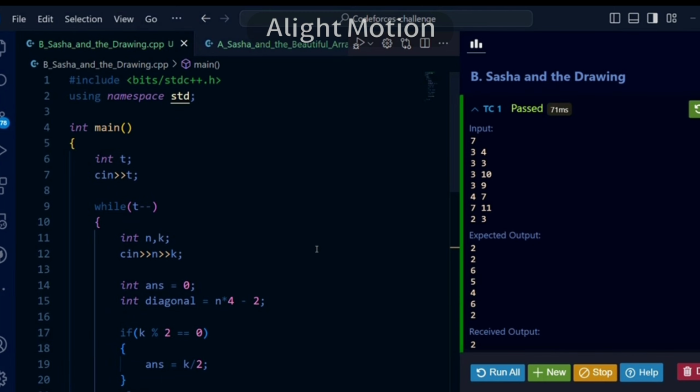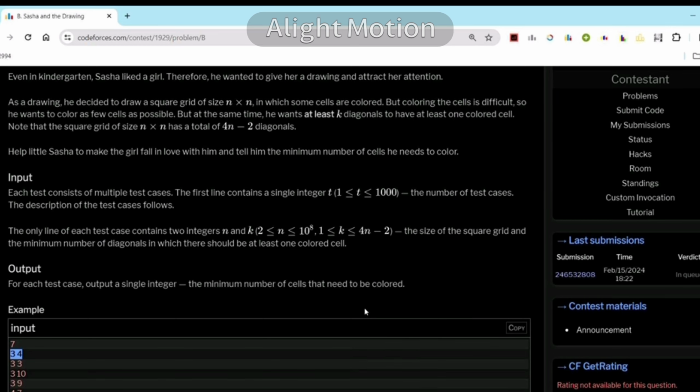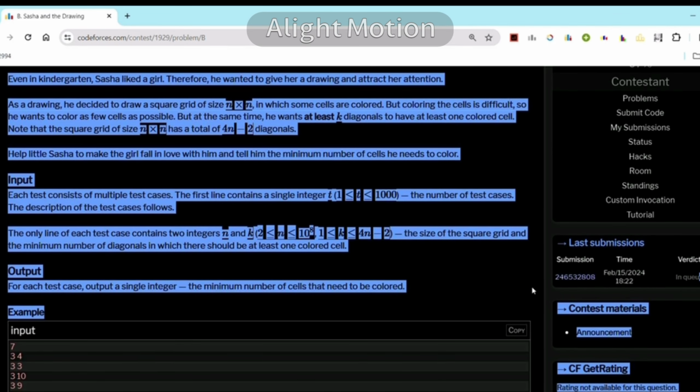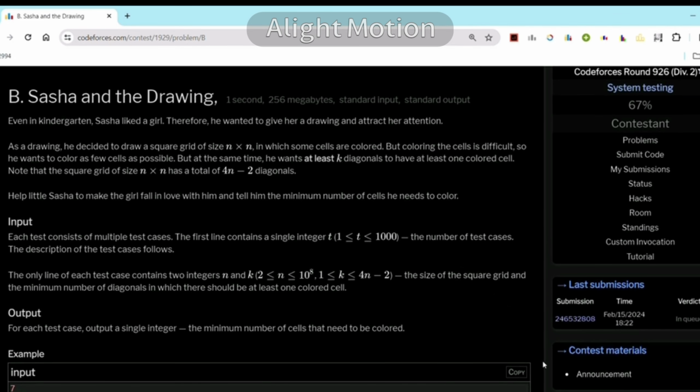I'm not going to submit it on CF. I have already done that, and it is in system testing, right? So this is how we can do the B problem, and it was an easy problem for a B, I think.